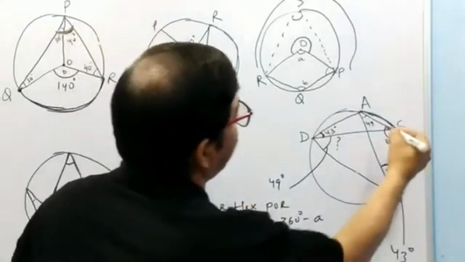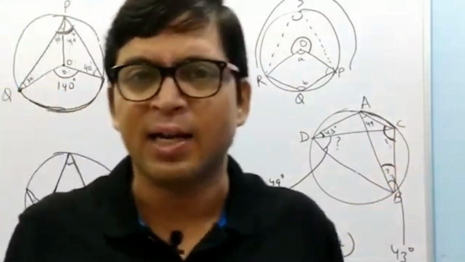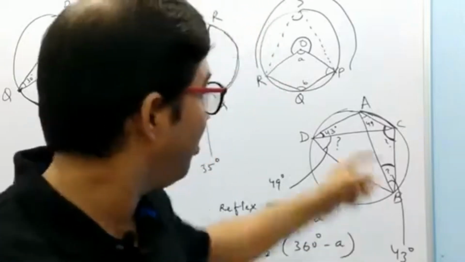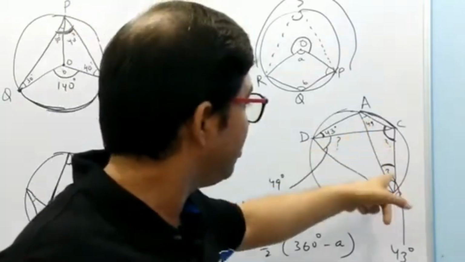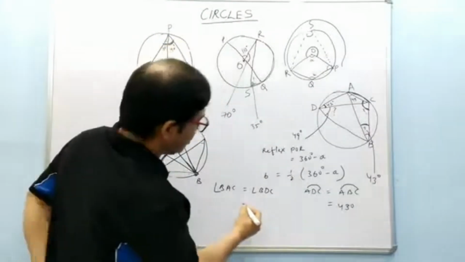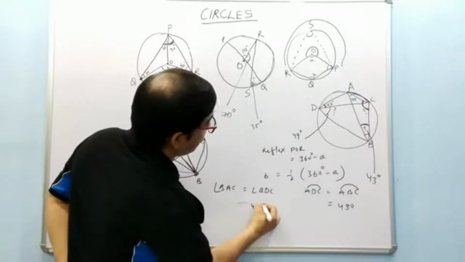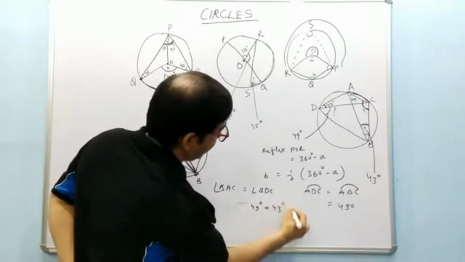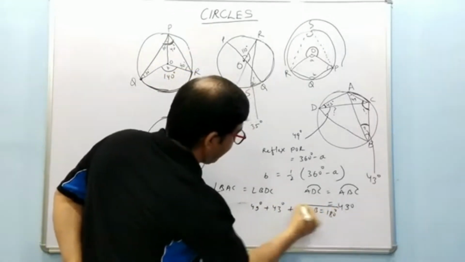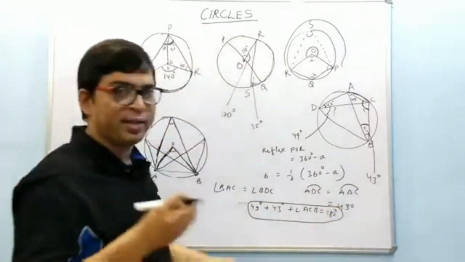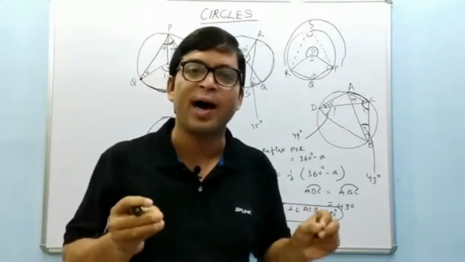Now we need to find angle ACB. No need of applying any circle theorem. This is a very common triangle theorem. The sum of all angles of a triangle is 180 degrees. You know this, you can find this easily. So you can just write angle A, which is 49 degrees, plus angle B, which is 40 degrees, plus angle ACB is equal to 180 degrees. So if you know two angles, you can find the third angle. This is a little bit of simple application of the two theorems I have discussed.